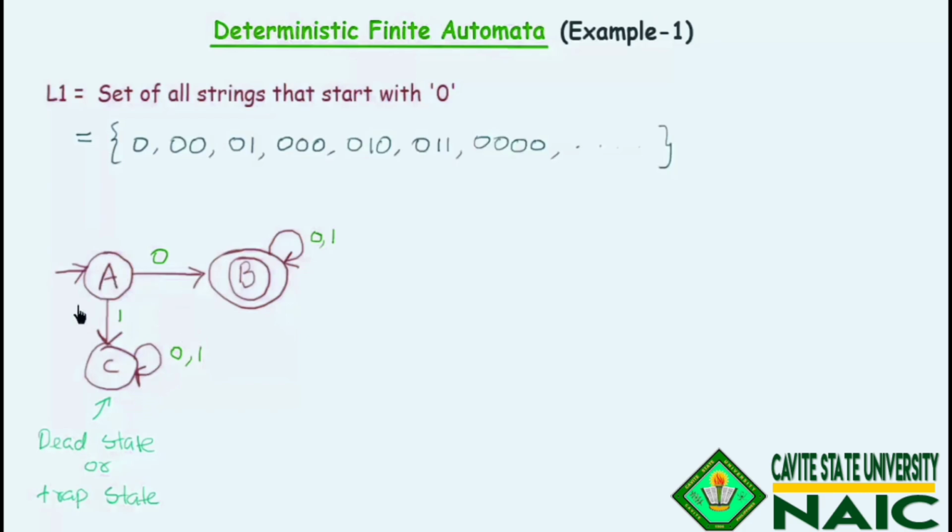When a string cannot reach the final state, that string will be rejected. So now my DFA is complete, because in A, if I get 0, it goes to B, and if I get 1, it goes to C. Then in B, if I get 0 or 1, it stays in itself, and in C, if I get 0 or 1, it stays in itself. Now my DFA is complete. I designed the DFA for the set of all strings that start with 0.